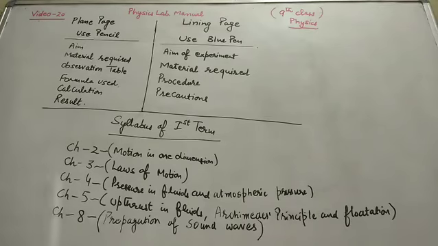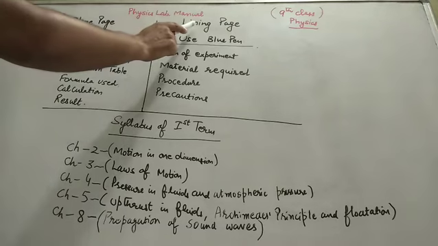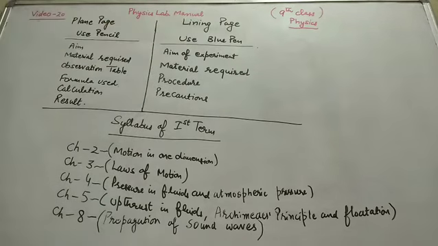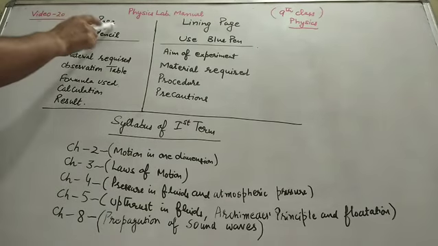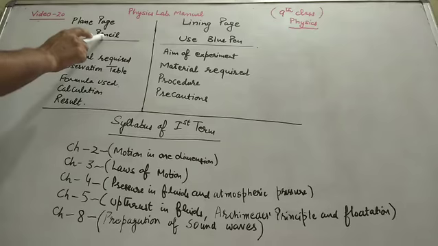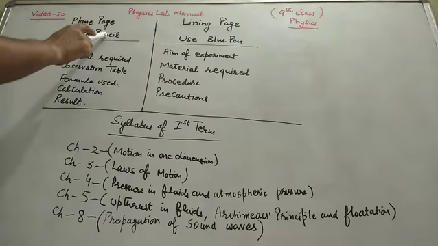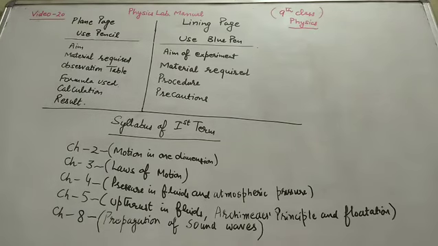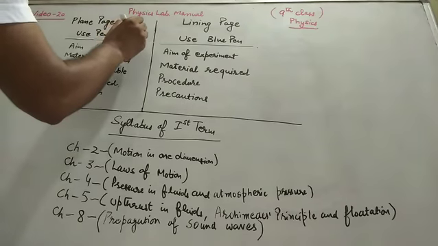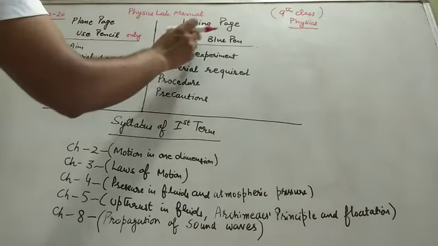In your lab manual you will find two pages. One is the plain page, the other one is the ruled page or lining page. To the plain page you will use only pencil. Use pencil only. Okay. And to the lining side you will use only blue pen.